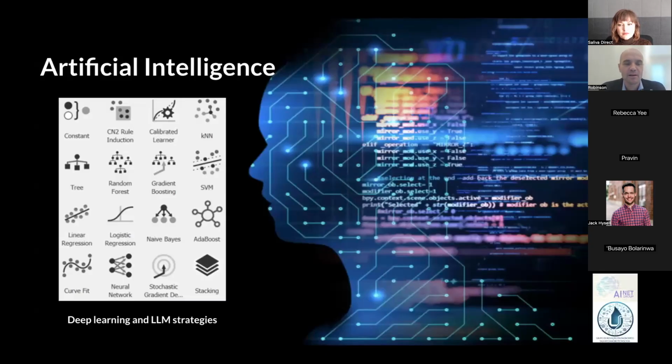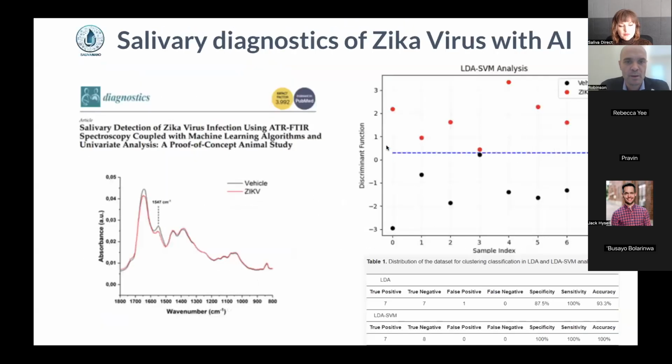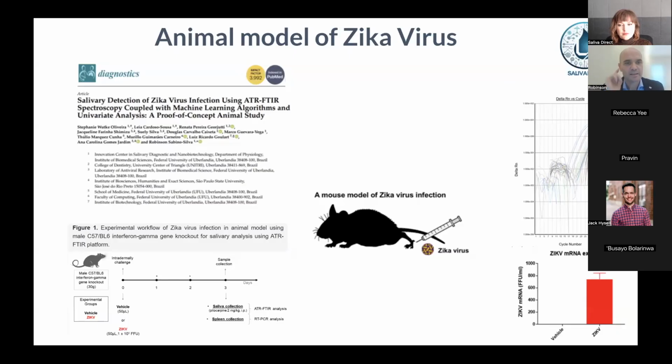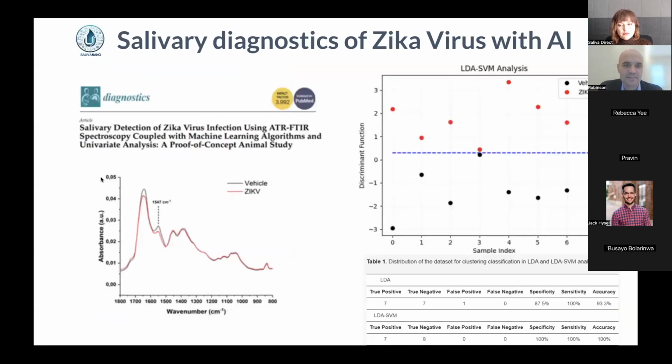We have used several artificial intelligence algorithms together with other groups in our university. And in the last month, we also tried to test some deep learning algorithms and LLM strategies. Next one. In this model, we infected some mice with Zika virus. We can see on the right side that these mice were infected, based on the Zika virus mRNA expression. Next one.